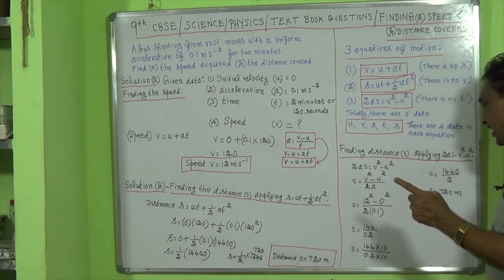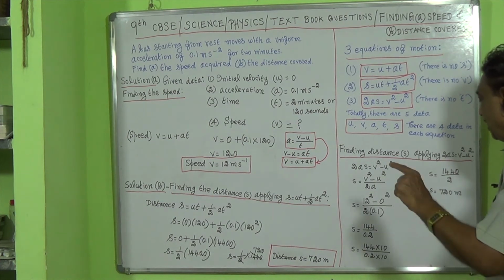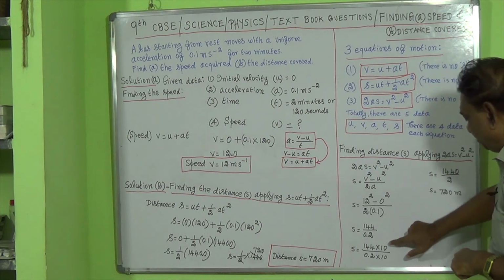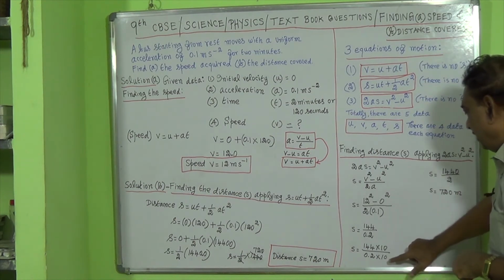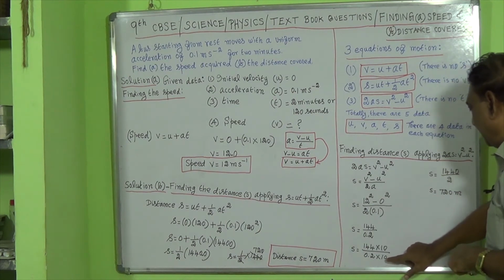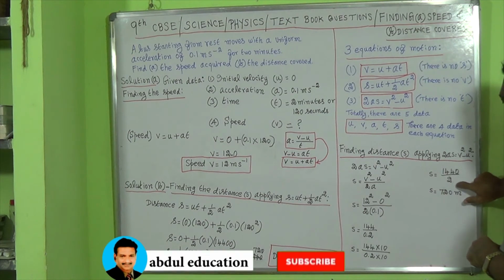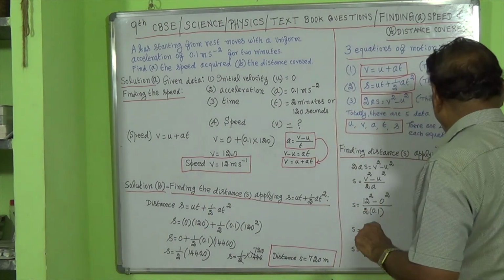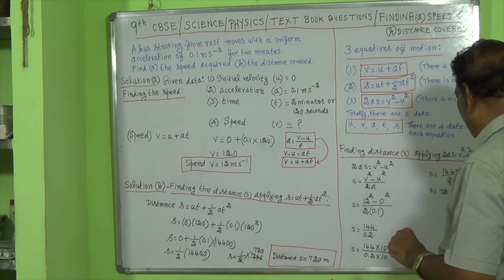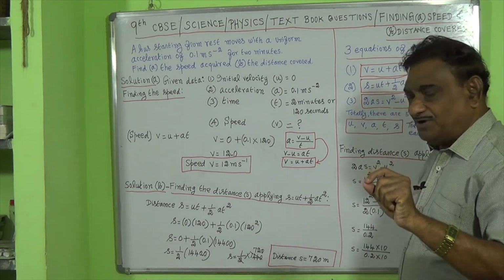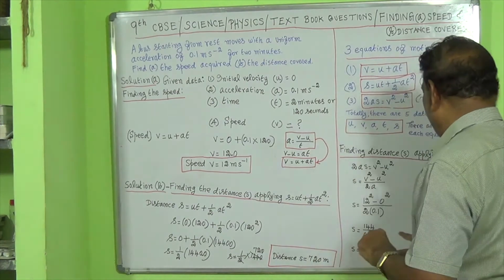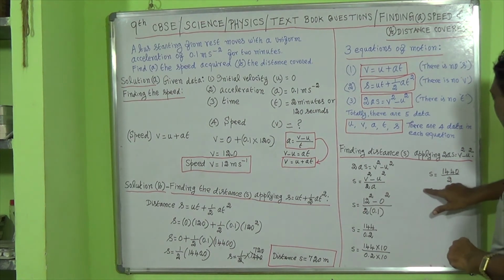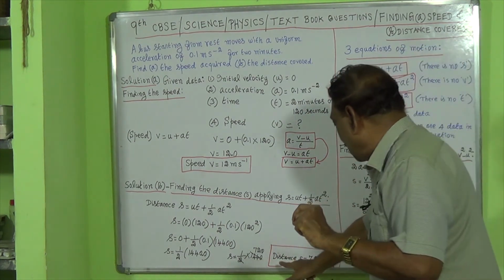So if we remove the decimal contained in the denominator, we have to multiply the numerator and the denominator with 10. If we multiply the denominator by 10, we will get the whole number 2. If we multiply the numerator 144 with 10, we will get 1440. If we simplify, we will get the distance covered S equal to 720 meter. That is the same answer we have calculated from the second equation of motion.